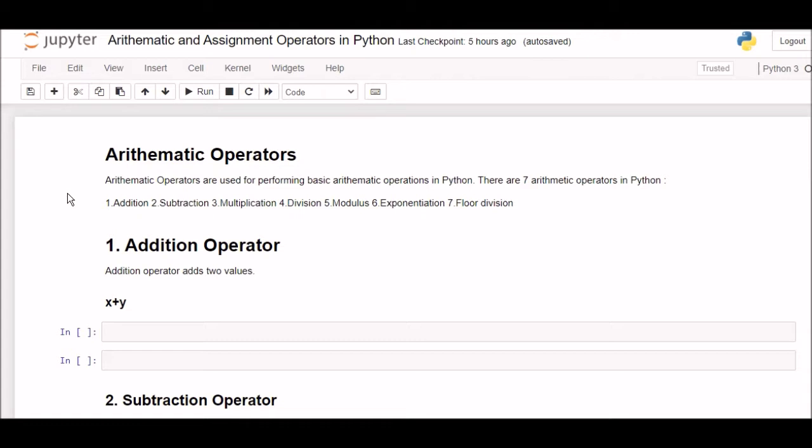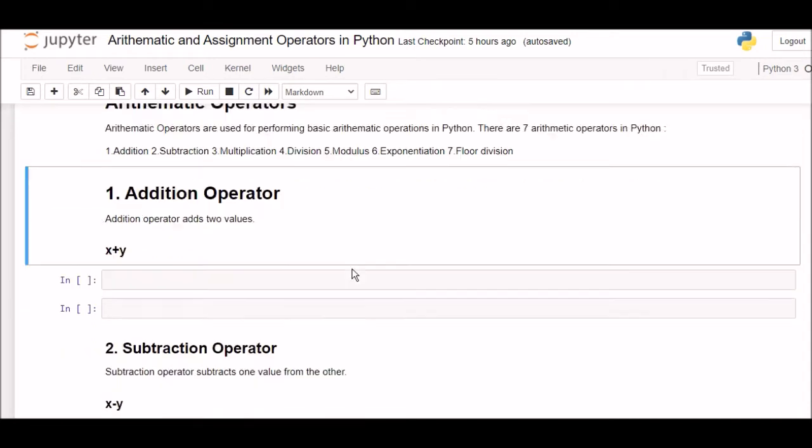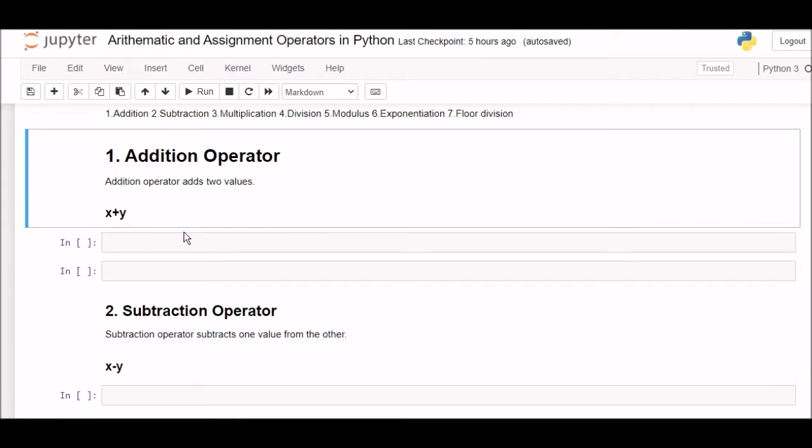Okay, and there are 7 arithmetic operators in Python. First one addition, second one subtraction, third one multiplication, fourth one division, fifth one modulus, sixth one exponential, and seventh one floor division. Let's start with the addition operator. The addition operator works for adding two values. For example, x plus y. In this way, you can add two values.